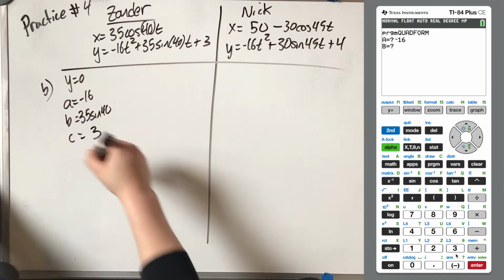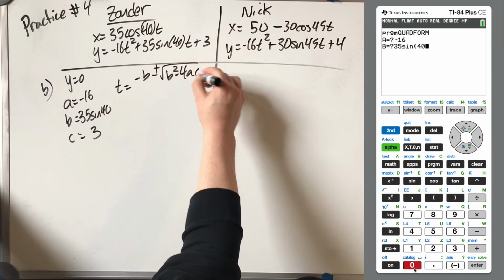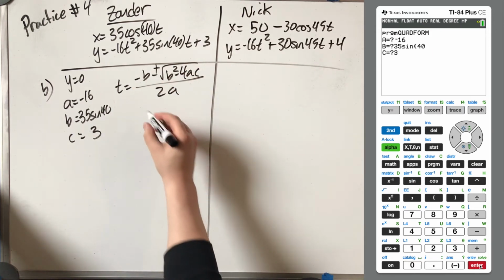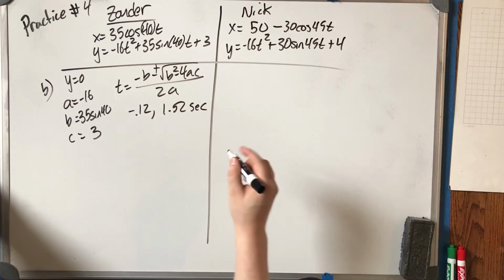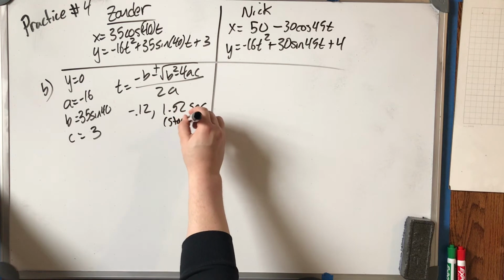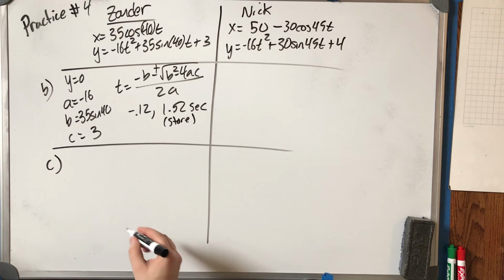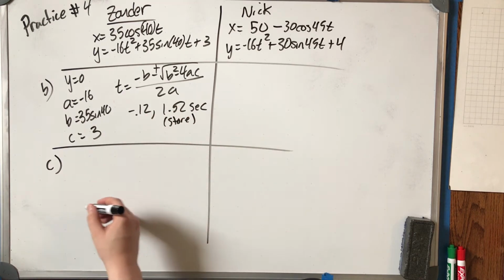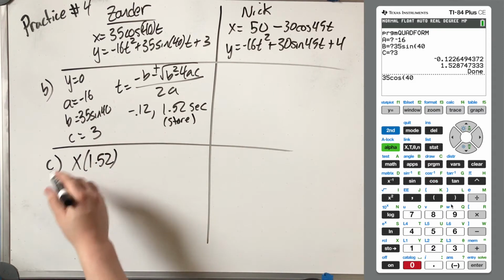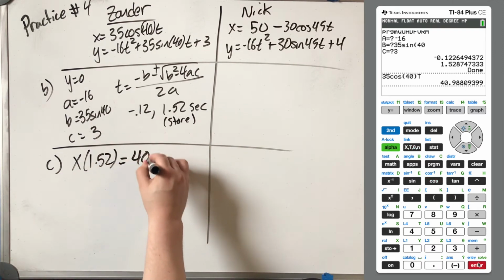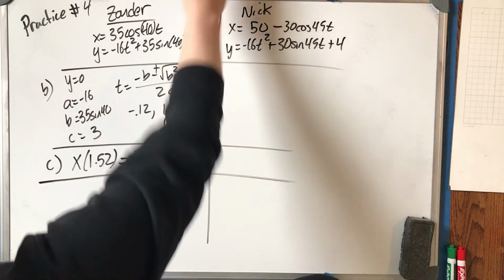So remember that we always just write down a, b, and c, and you also write down what the quadratic formula is. This is all part of your way of showing me work. I get negative 0.12 and 1.52 seconds, okay? And I'm going to use the stored value that's here. So before I actually do anything with Nick's equation, I'm going to keep answering Xander's. So we want to know how far did it travel in the horizontal direction. So I'm just going to take that 1.52, evaluate the x equation at it. I get 40.988 feet.